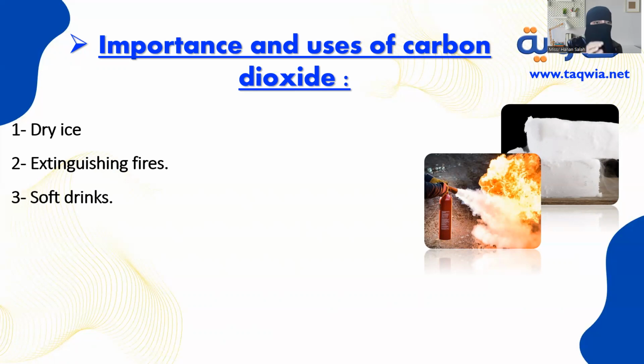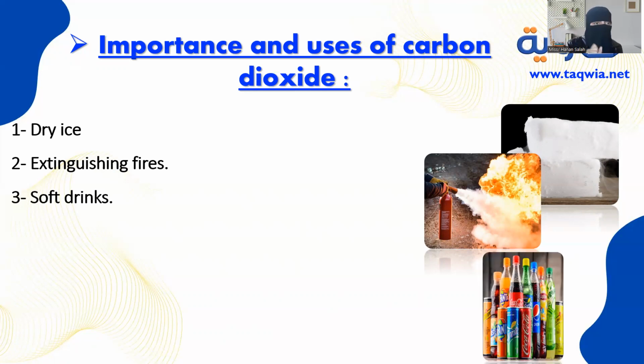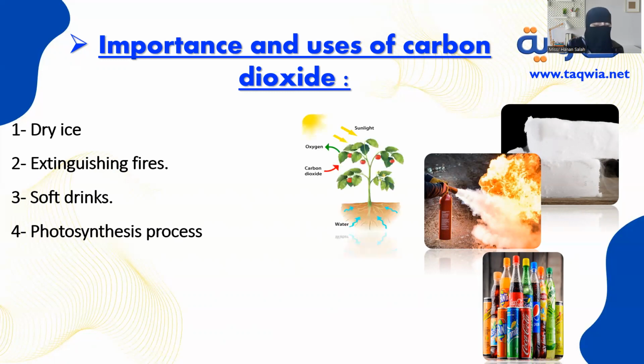You can use it for soft drinks because soft drinks contain carbonic acid, or you can say carbon dioxide gas plus water. And number 4, you can use it for the photosynthesis process. It's very important for our life. So the plant can make food and produce oxygen gas for us by the photosynthesis process.